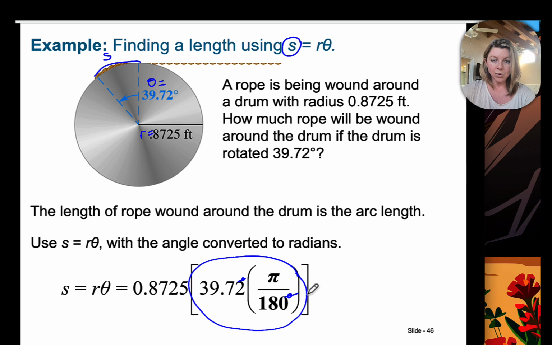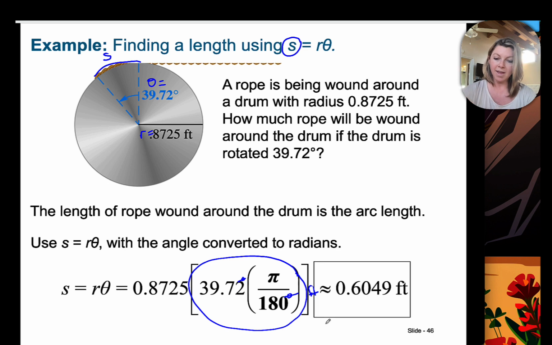This right here was given to us in feet. We don't need to write radians because it's understood. And so when we simplify that, it's approximately 0.7649 feet. So let's take a look at that here. The amount of rope wound around the drum is closer to half a foot. It's approximately 0.6049 feet.